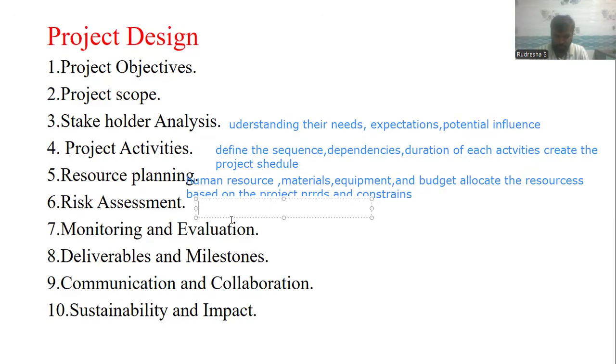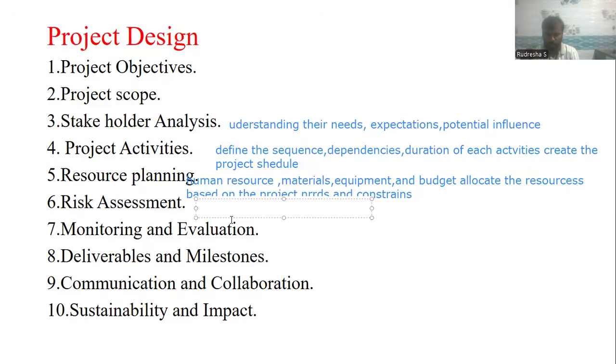Risk assessment. Identify the potential risks and uncertainties that may impact the project. Monitoring and evaluation. See, determine how the project progress and performance will be monitored and evaluated. Define the key performance indicators and establish the mechanism for tracking and measuring progress.